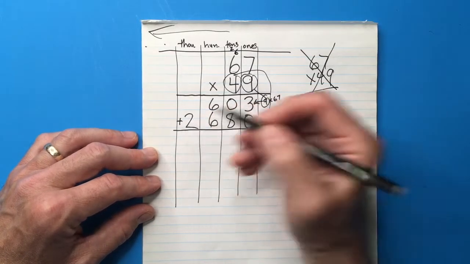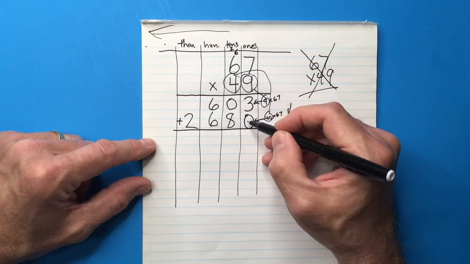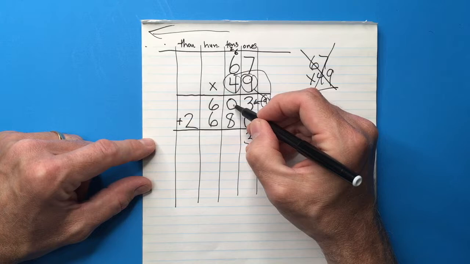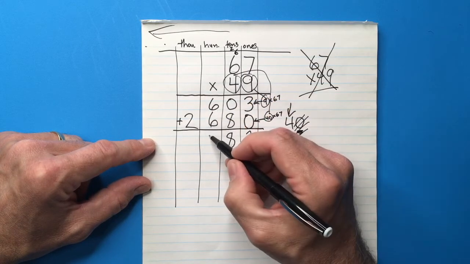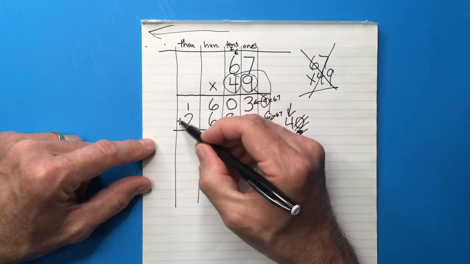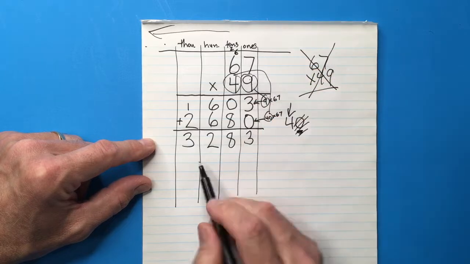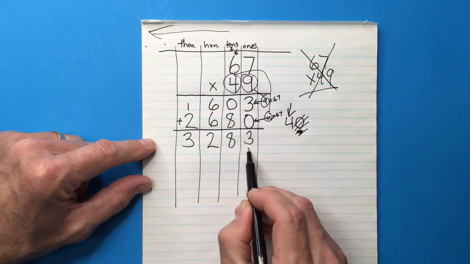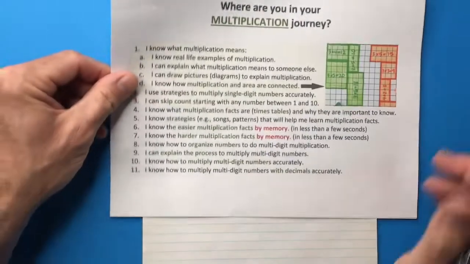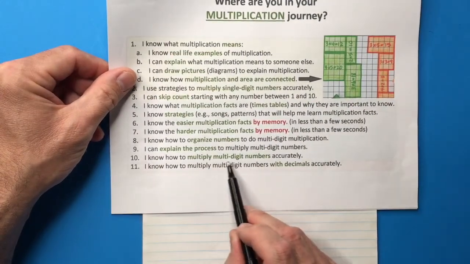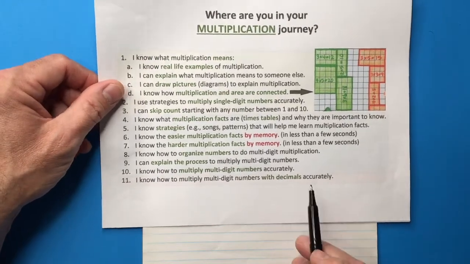Now we have to add these up because we've multiplied this out, and now we need to add 3 plus 0 is 3. 0 plus 8 is 8. 6 plus 6 is 12. And then 1 plus 2 is 3. So 67 times 49 is 3,283. That's the product. So that's multiplying multi-digit numbers accurately. Accurately means you can get the right answer.